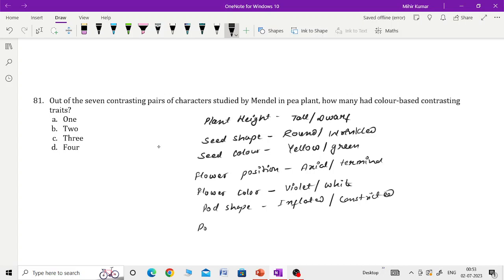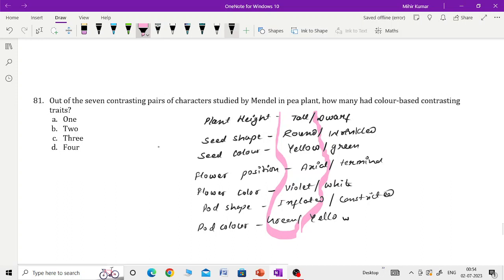Pod color, green, and this side are a dominant character and this side is the recessive character.